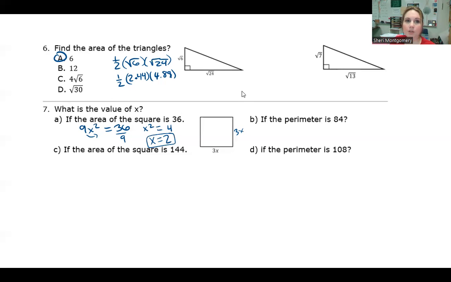The next one, I'm going to do B. If the perimeter is 84. Okay, well, perimeter would be we add up all the sides. If we added up all the sides, so these are also 3x. So 3, 6, 9, 12. We'd have 12x is equal to 84. So x is going to be 84 divided by 12. What do we get? Yep, very good.